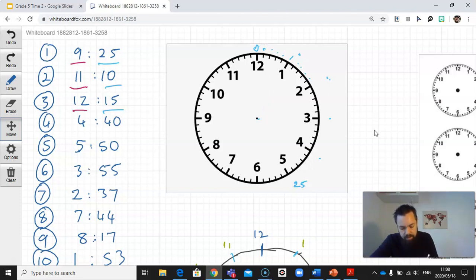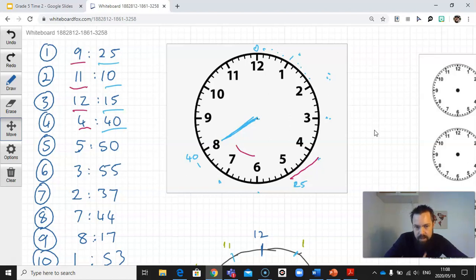Looking at number 4. So first of all, 40: 5, 10, 15, 20, 25, 30, 35, 40. So my minutes are pointing over there. So you can see minutes is always the easiest part this way around. And my hours is somewhere in this hour. So it's 40, it's gone past halfway, it's on its way towards the next hour. So I'm going to put it closer to the 5 than to the 4. Somewhere around there. Here we go, 5:40.